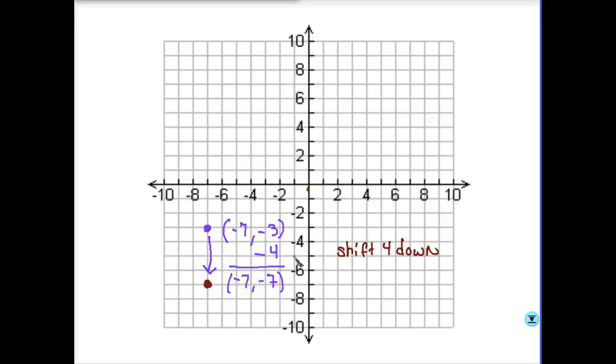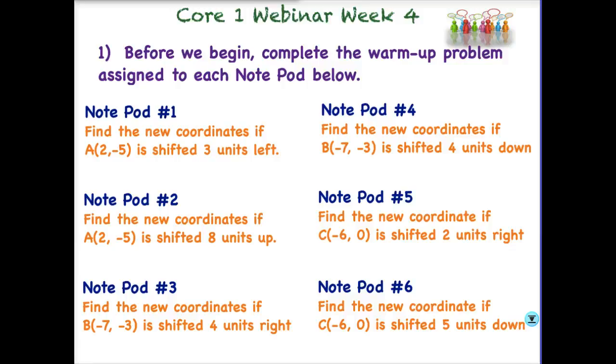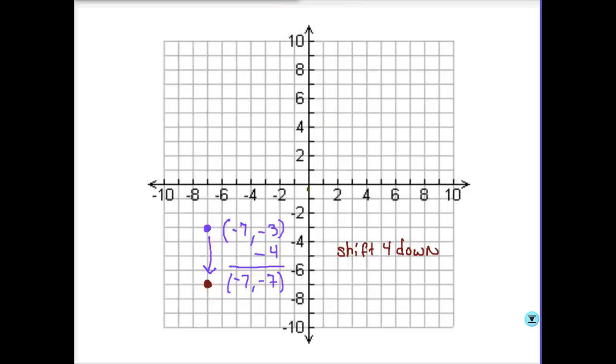So we have Israel and Danny. Okay, let's look at Israel's point. So Israel's student 5. So yours was -60, and you are shifting 2 units to the right. So let's make you orange. So you are at -60, and you are going to shift 2 units to the right.